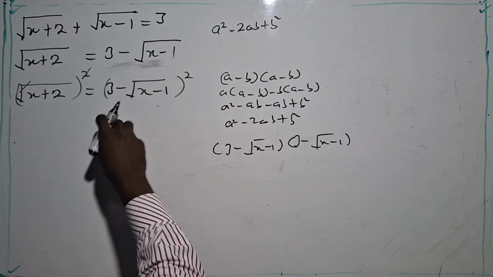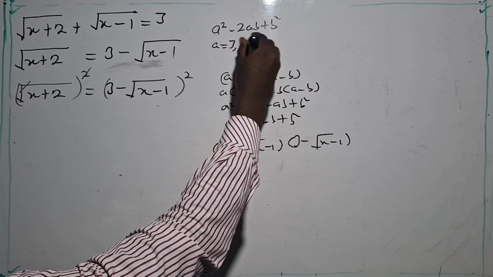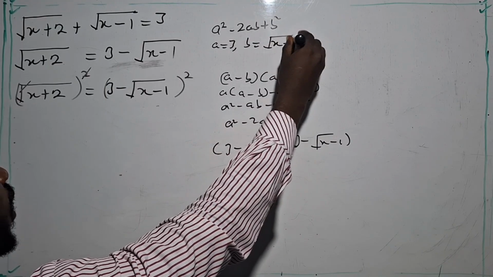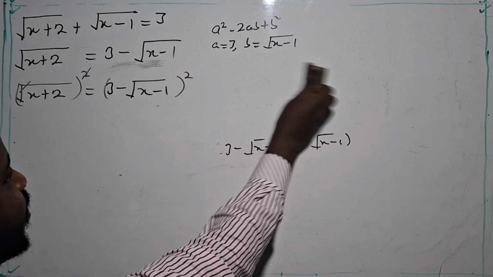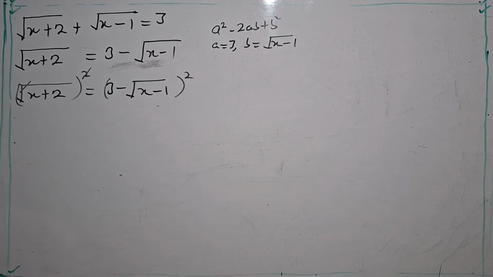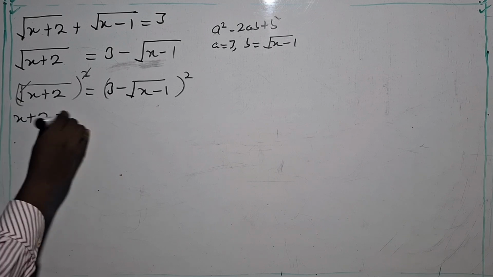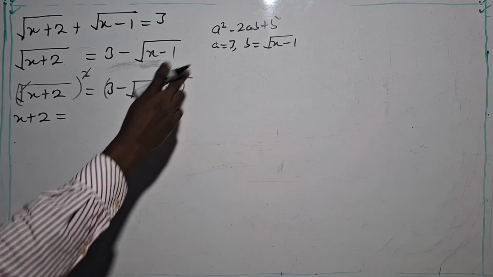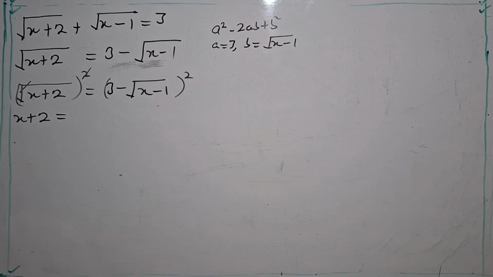So with these two terms, we are leaving the answer as a squared minus 2ab plus b squared. When you expand this, here our a is 3, and our b is the square root of x minus 1. Yes, so you remember that. So now, since I've cancelled this side here, I'm going to have x plus 2 is equal to, so now the a is 3.